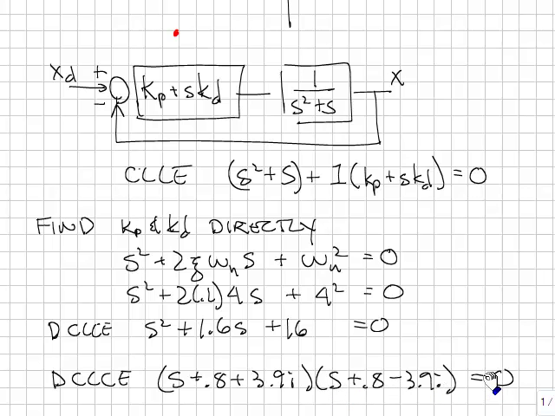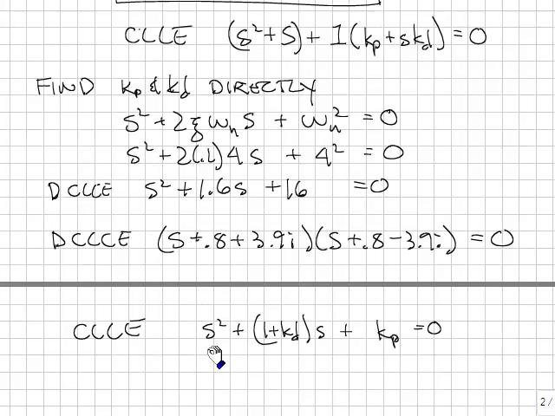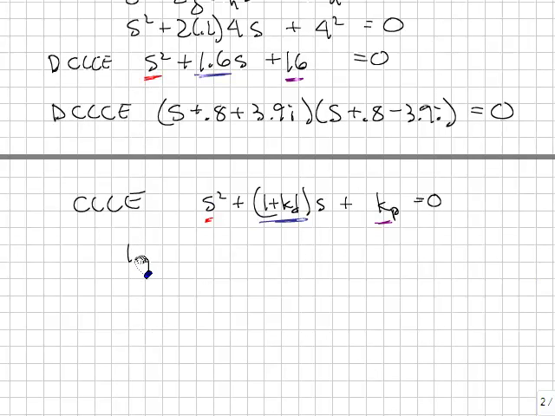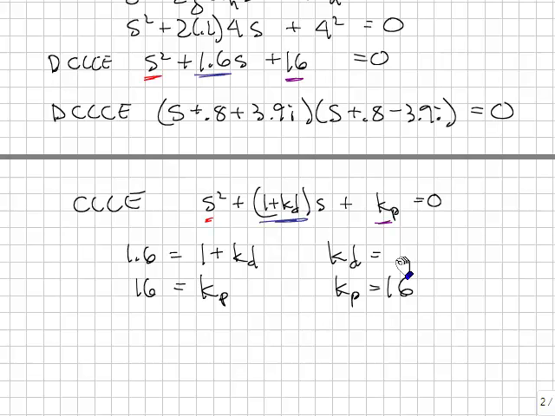Once you have a desired valid closed loop characteristic equation, you can solve directly for the coefficients by matching. Again, my closed loop characteristic equation is s squared plus (1 plus Kd) s plus Kp. That comes directly from here. My desired closed loop characteristic equation is here. I match coefficients; these are the terms to match. Writing down the resulting equations, I have 1.6 equals 1 plus Kd, and 16 equals Kp. Kp is equal to 16. Kd is equal to 0.6.